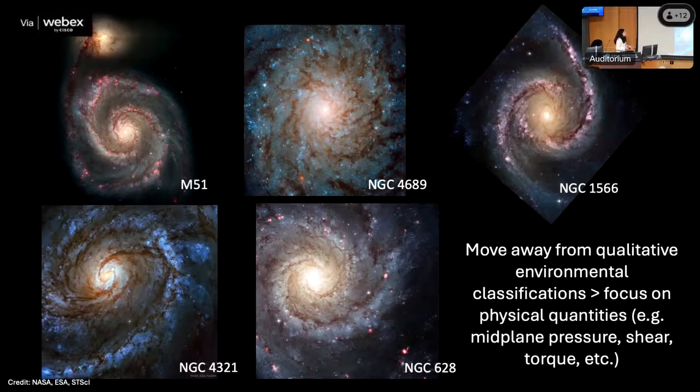We see the arms in NGC 628, for example, look very different already from M51 or 1566. So we should move away, perhaps, from these qualitative environmental classifications, and maybe instead look at molecular cloud properties as a function of more physically driven quantities, things like midplane pressure, shear, torque, which is already work that's being done.